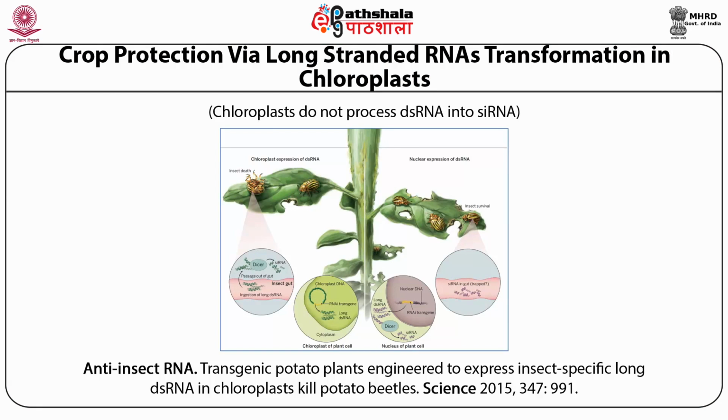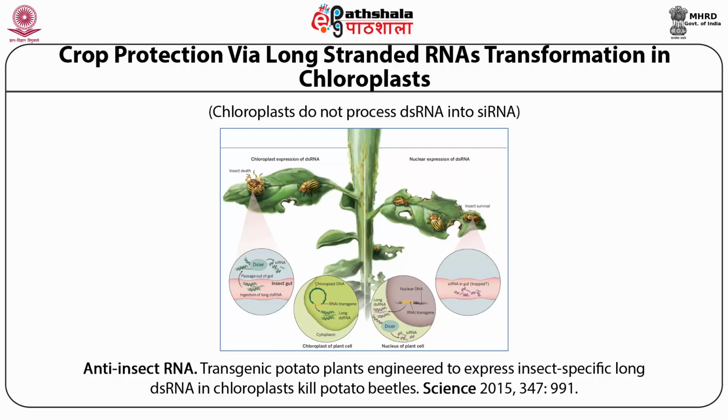You can see on the left-hand and right-hand side: the left-hand side shows chloroplast transformation, and the right-hand side shows nuclear transformation. When you express long RNA strands in the nucleus, there is a Dicer which chops the RNA into small pieces. So when these bugs bite the leaves, they can compromise the impact of this siRNA.